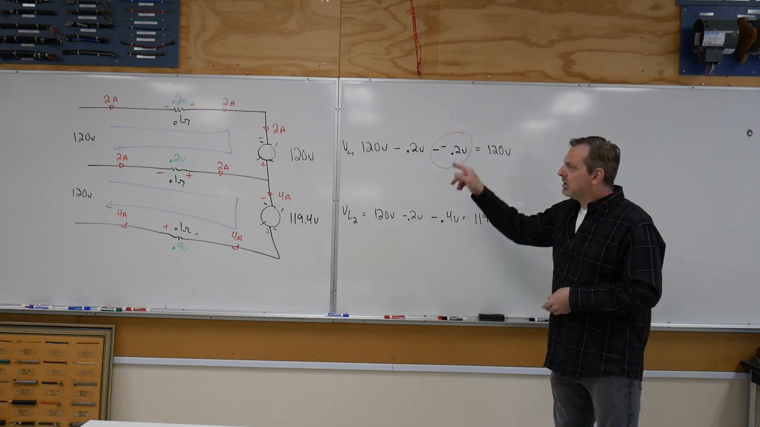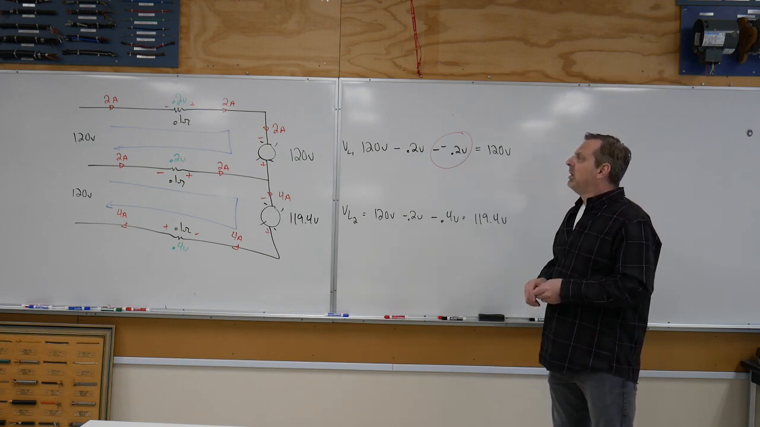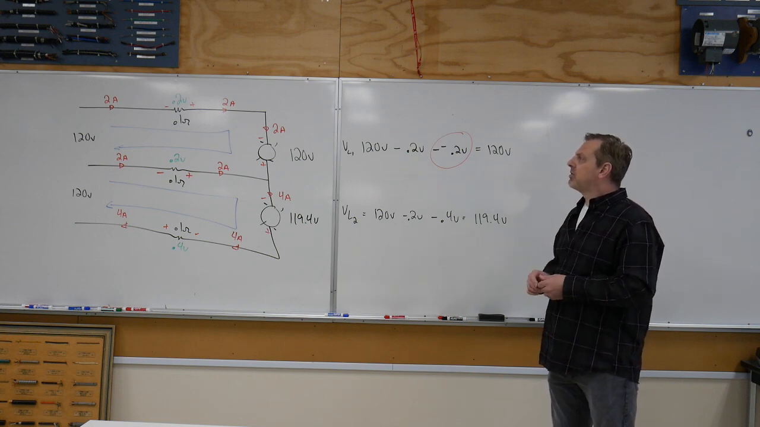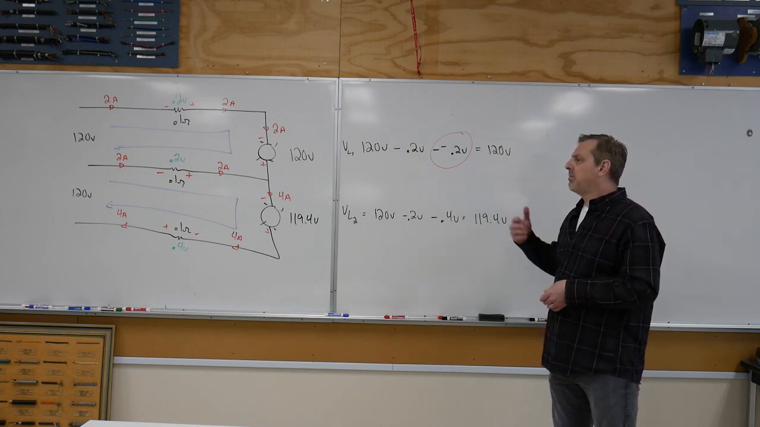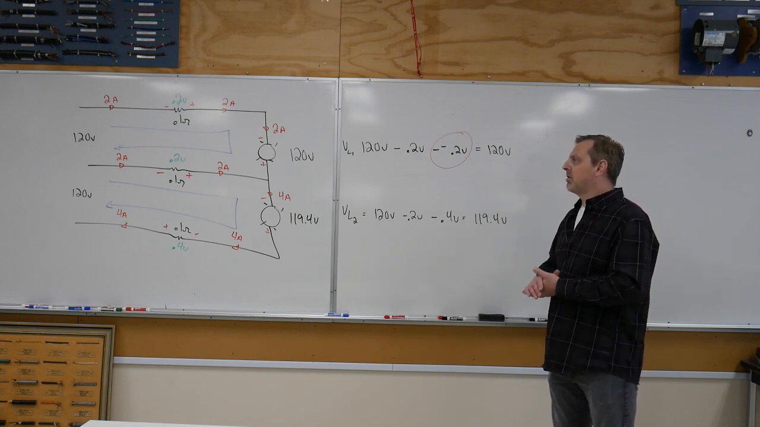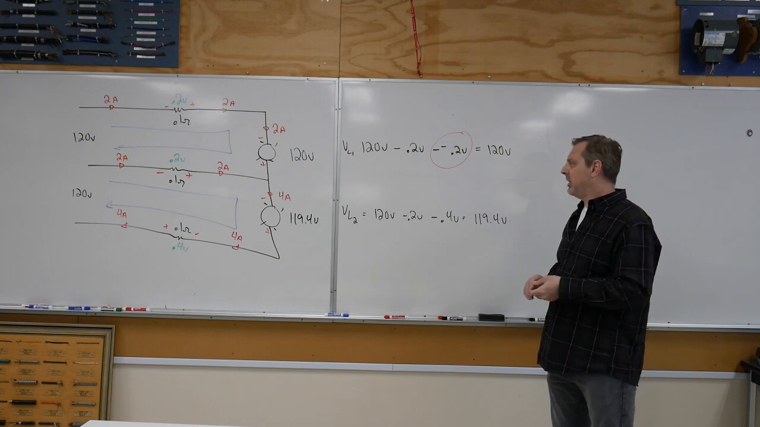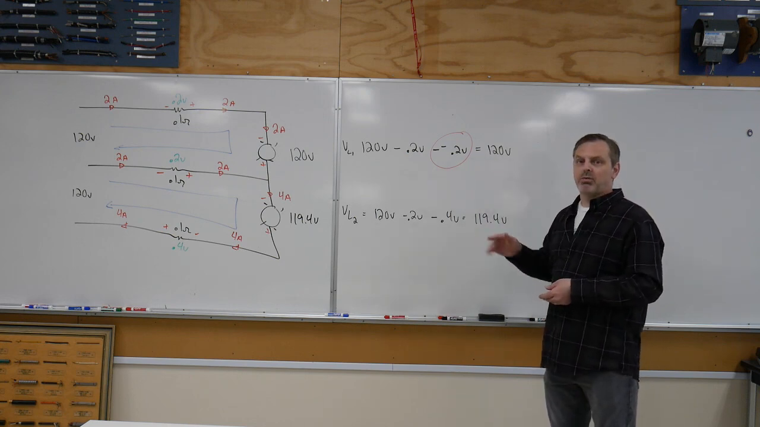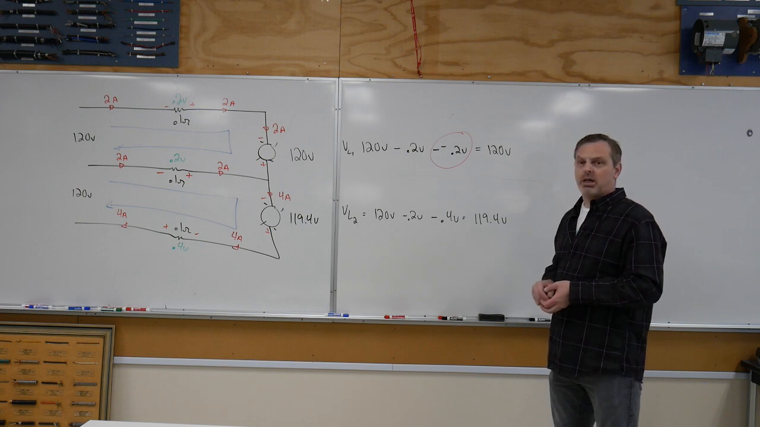We need to look at the entire circuit, add our polarities to it, figure out our voltage drops based on current flow. If it's balanced, we know we don't have any current on the neutral. If it's unbalanced, then we have to take that neutral into consideration, and you're going to have your voltage rise and your voltage drop depending on which side of the circuit is unbalanced.